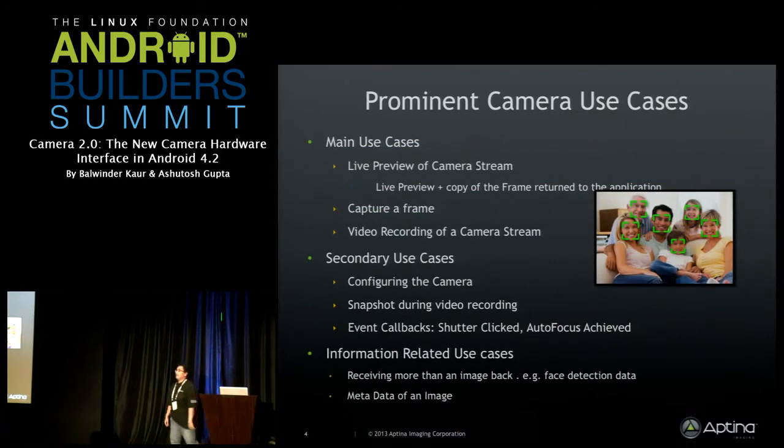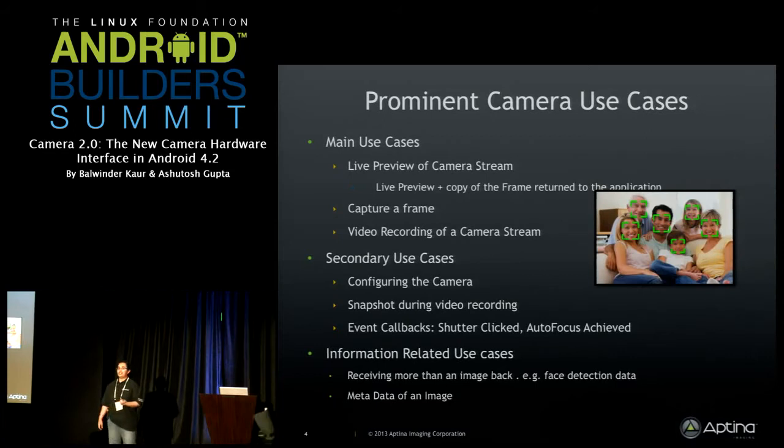So what are the prominent use cases? Very simply, once you have a camera in a device, you need to be able to do a live preview. So whatever you see, a viewfinder, basically. That typically goes right from the image sensor to the display subsystem. It doesn't go back up to the application developer. But sometimes developers want to do things with it, so a copy of the preview frame goes back up to the application developer. Then we have the ability to capture a frame.